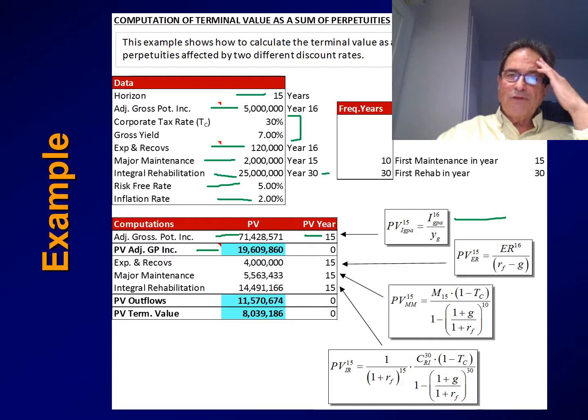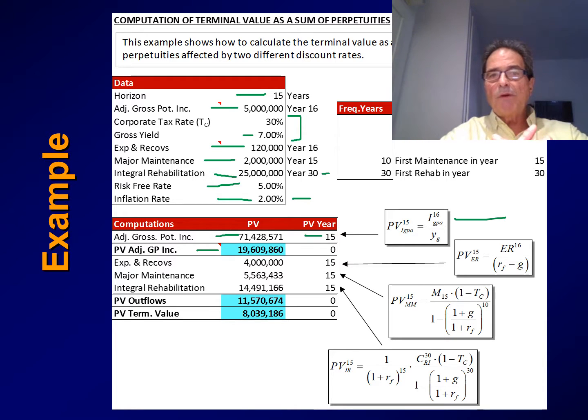To do that, we discount this amount, 71 million plus, at the gross yield implied discount rate. What is the gross yield implied discount rate in this case? Well, the gross yield is 7%, the inflation rate is 2%. Remember then that the gross yield implied rate will be the sum, 7 plus 2%, 9%. So 19,609,860 is the present value of 71,428,571 discounted over 15 years at a 9% rate.